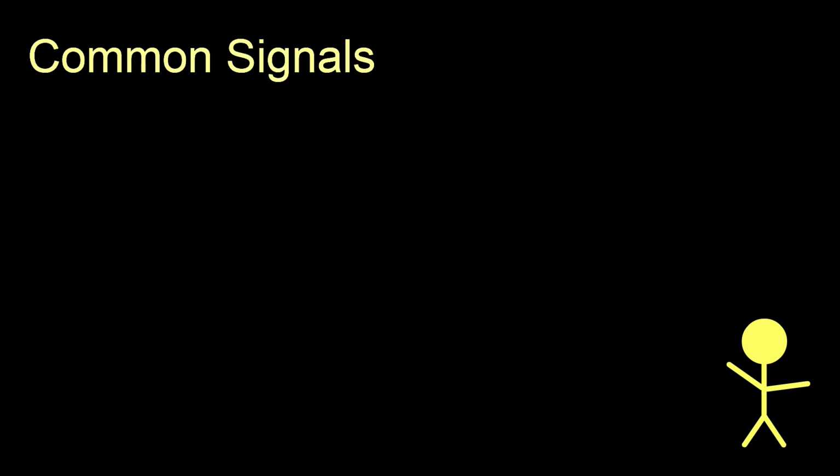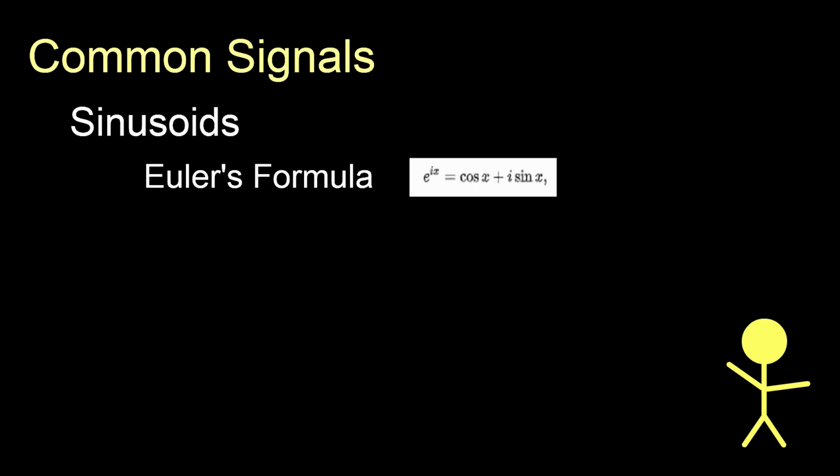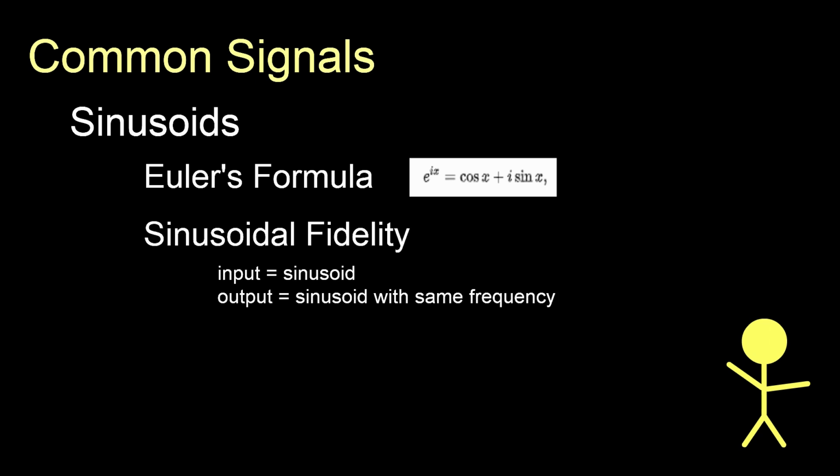Here are some common signals we may see. First, sinusoids. We love sinusoids for many reasons. All real-world signals can be represented as an infinite sum of sinusoidal functions. Also, sinusoidal functions can be represented in terms of an exponential by the application of Euler's formula. There's also an idea called sinusoidal fidelity, which says that if the input to a signal is a sinusoid, the output is also a sinusoid with the exact same frequency.